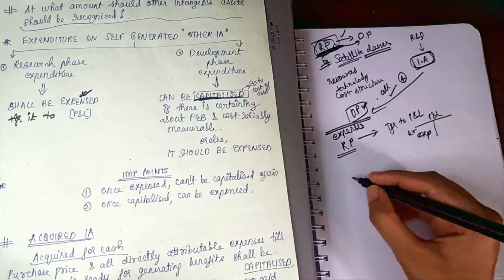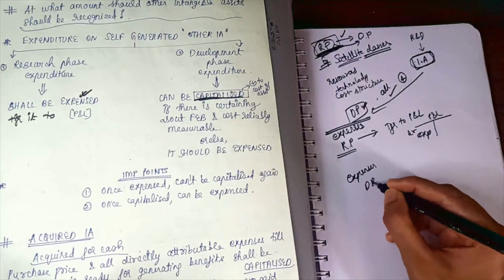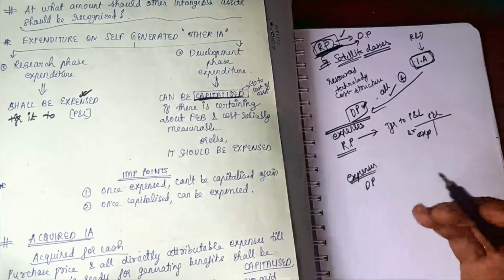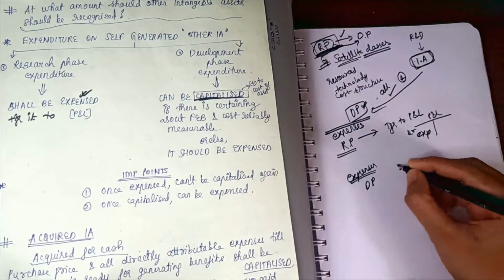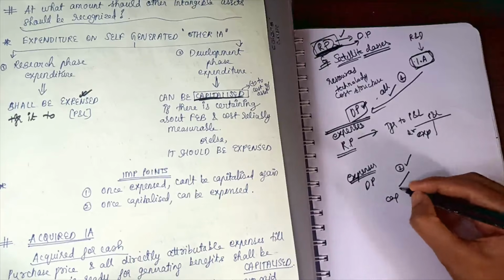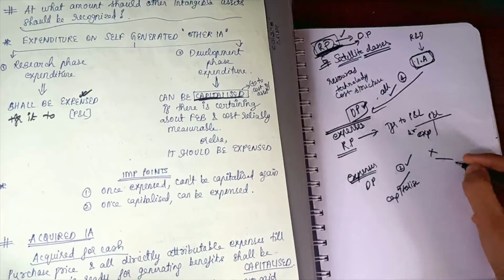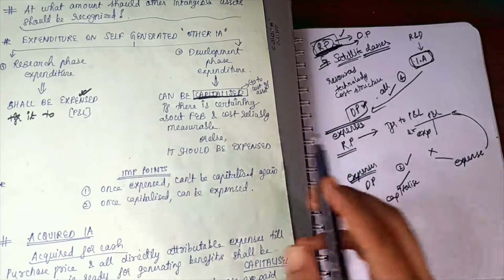Now you have incurred some expenses in the development phase. So when you are developing the intangible asset, you have incurred some expenses. How will you record this? So here you have 2 conditions. If those 2 conditions are fulfilled, you will capitalize it. Okay. If those conditions are not fulfilled, you will expense it. Expense means put it in the P&L. Okay. So what are those 2 conditions?